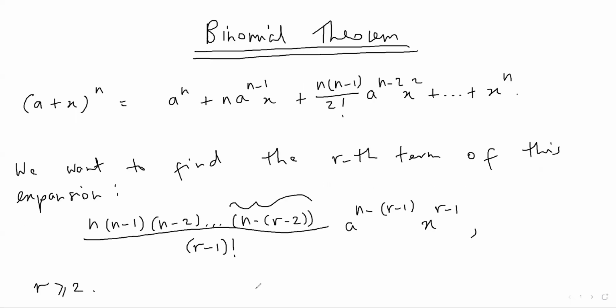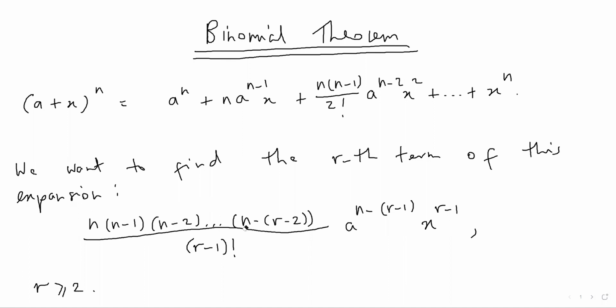So let's go ahead and apply this formula. On the top we have n times n minus 1 times n minus 2. Since n is 8 in this case, we've got 8 times 8 minus 1, which is 7, times 6.